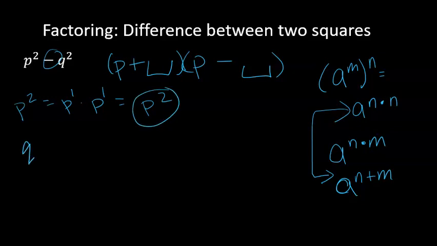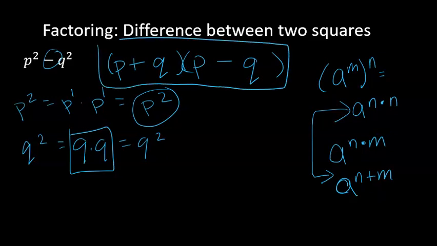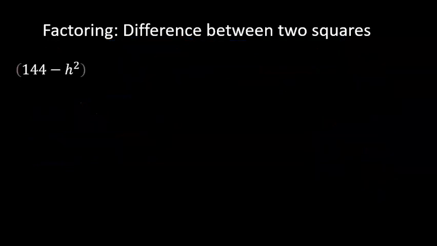Well, we could do the same thing with q. I have q squared. What do I do? Q and q equals q squared. So now I know I'm using q and q. So what does that mean? I want to get rid of these. This is q, and this is q. This is my answer. The same concept I applied with p is the exact same concept I could apply with q. Here's another one.